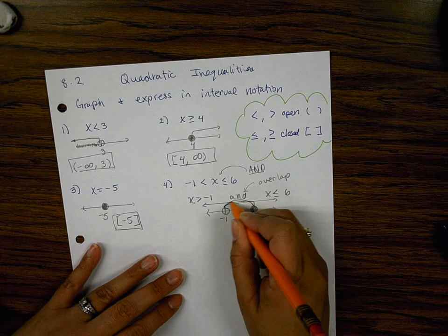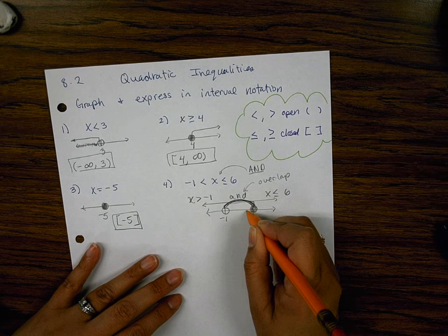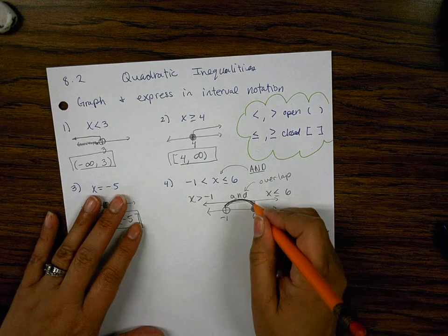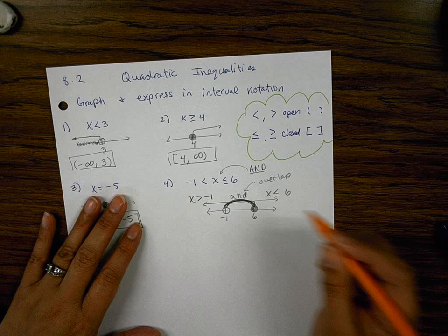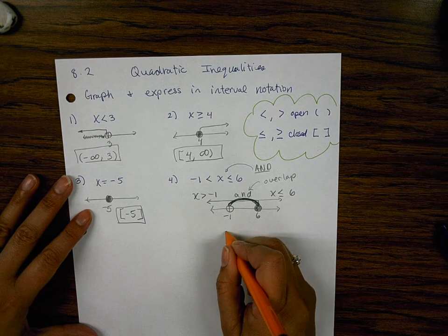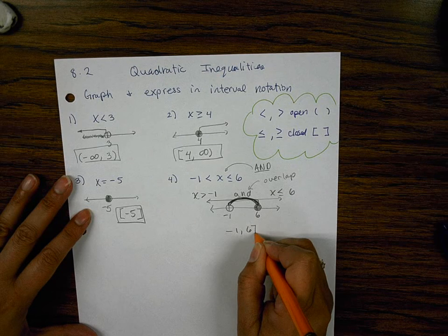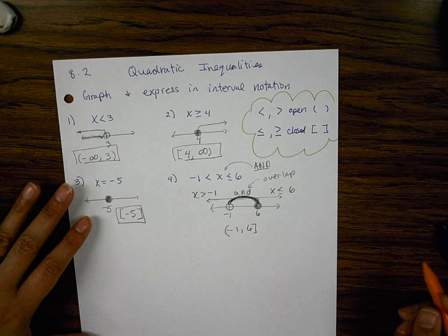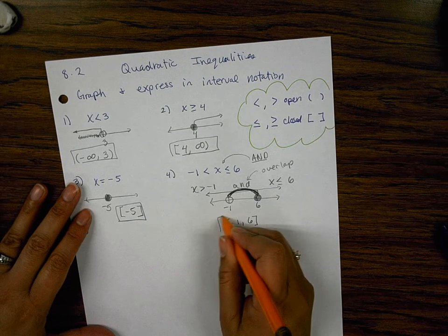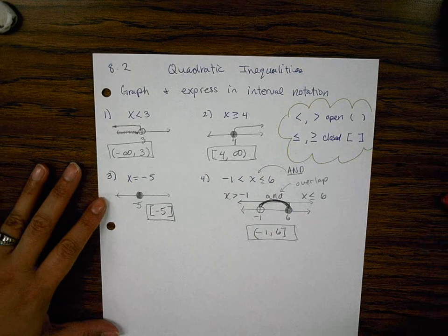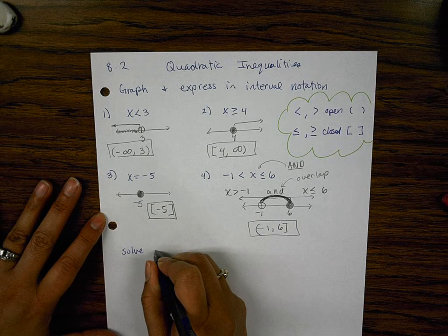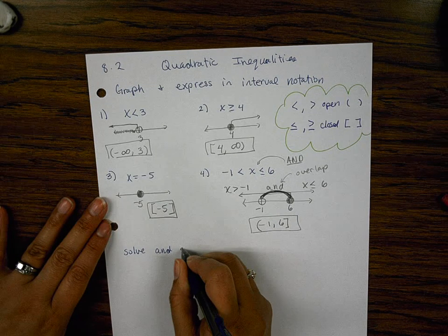All right, so what you do is you shade the overlap. You either do a little bubble like this or you shade in the middle right there. Either way, leave the arrows outside because that's part of showing your work. Just darken in the overlap, right in the middle. So that means the number has to be between -1 and 6, but it does equal 6. So -1, comma 6, bracket on the 6, parentheses on the -1 because it is open. And that is your interval notation. All right.